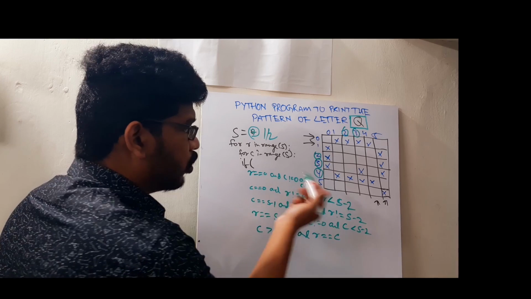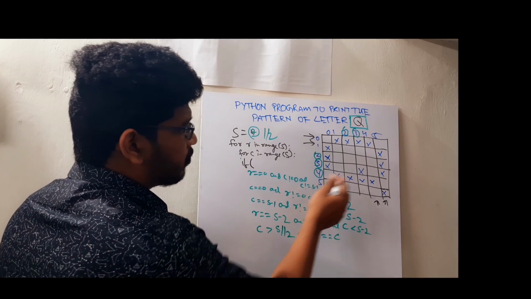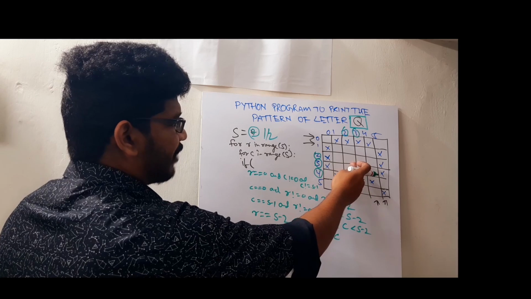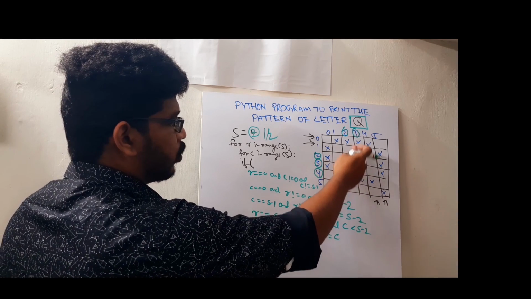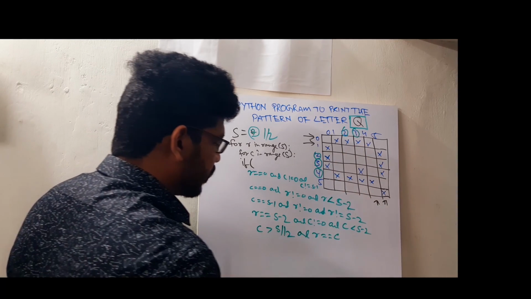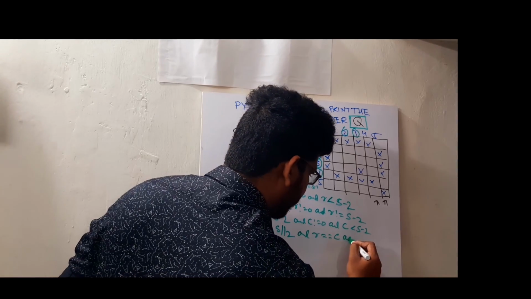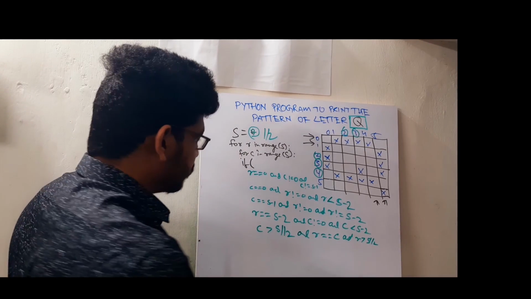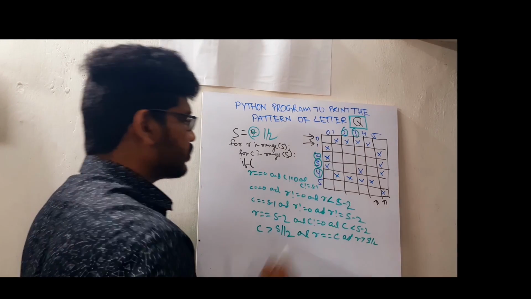And here the row should also be greater than s by 2. That means if I only take column greater than s by 2 to start from here, but the row should also be greater than s by 2. So that will also write and row greater than s by 2. So these are the conditions. So these are the 5 conditions for all this.